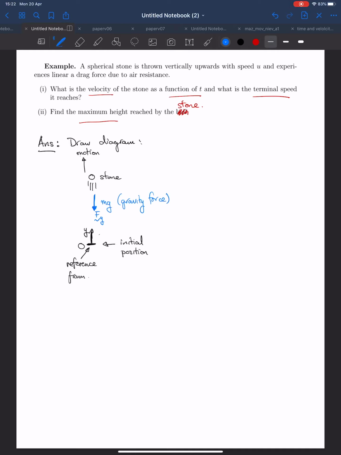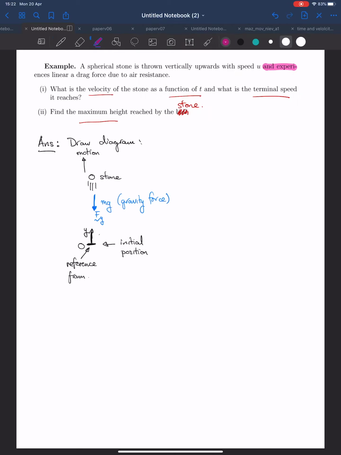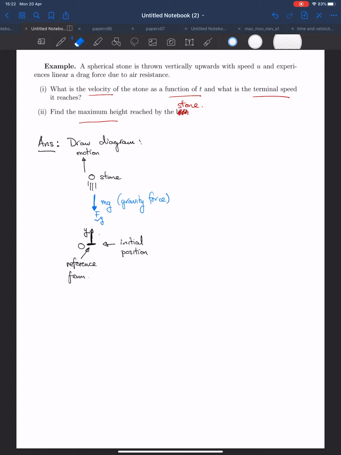And also, what we're told is this stone experiences a linear drag force due to the air resistance. So we have another vector, now I'll add this in, which acts downwards, which opposes the motion. Remember that the motion is vertically upwards, so this is our drag force, Fd, this vector. And the magnitude of this is b times v.